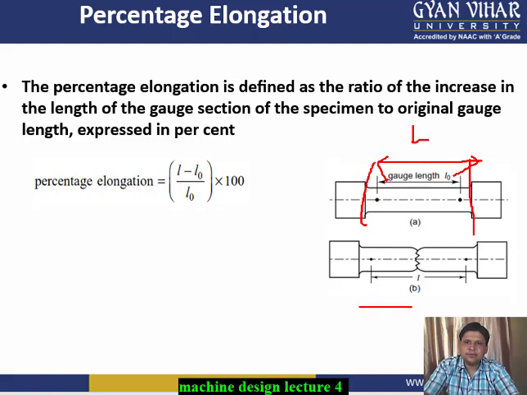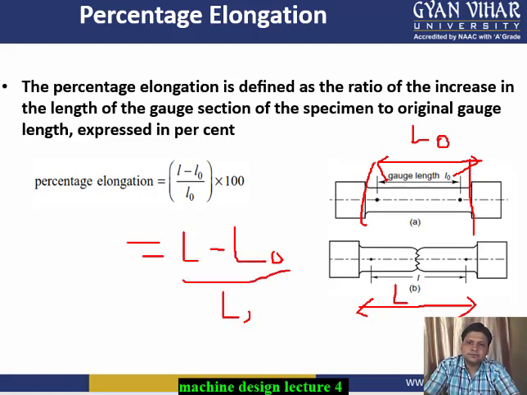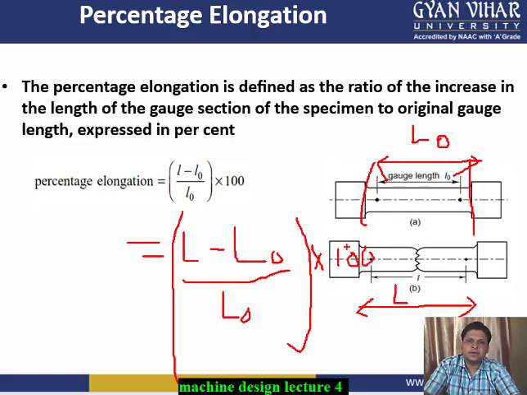before applying the load, if it was L naught, and when you have applied the tensile load, if it becomes L, then the percentage elongation is equal to the final L minus original L naught upon original L naught, into 100. This will give you percentage elongation. So this was percentage elongation.